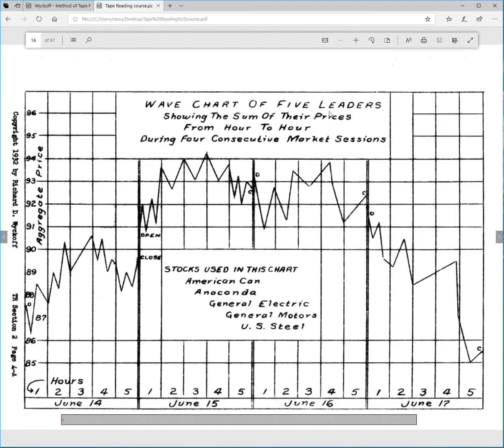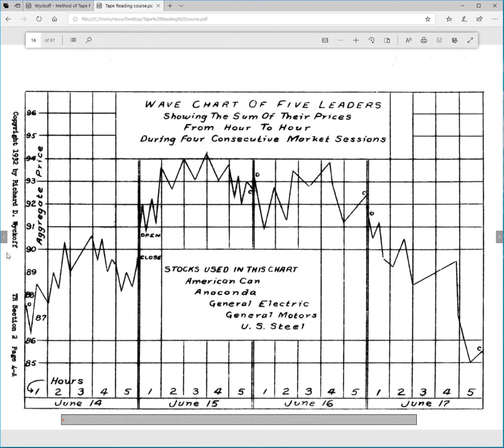Wave chart of 5 leaders. So these are the leaders. What are the leaders doing? They're going up, up, up, and this is yesterday, this is today, this is the day before. So he's just combining them, showing the sum of their prices from hour to hour during 4 consecutive market sessions. What does that mean? It means he's using an hourly chart.